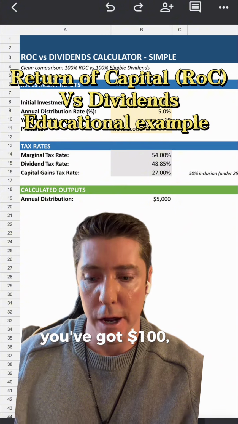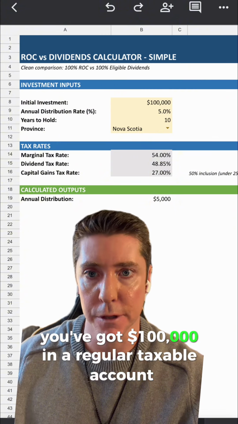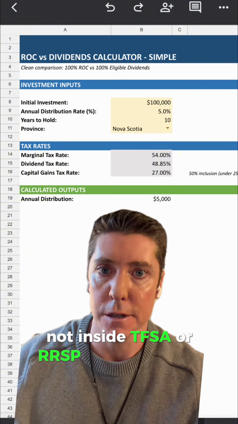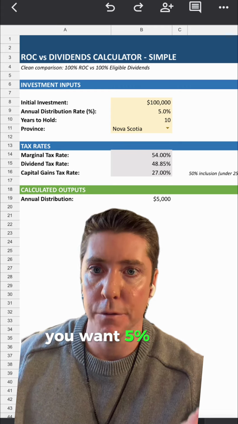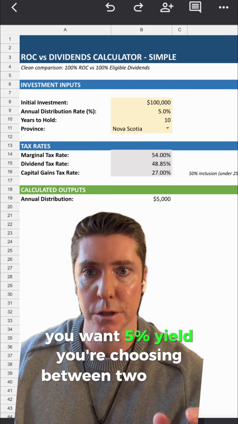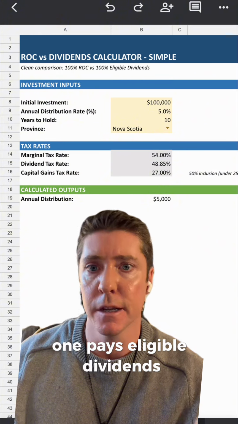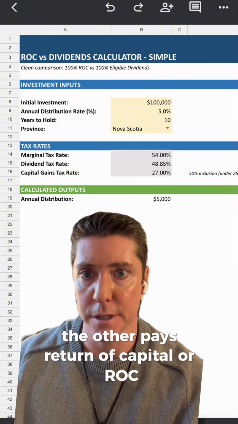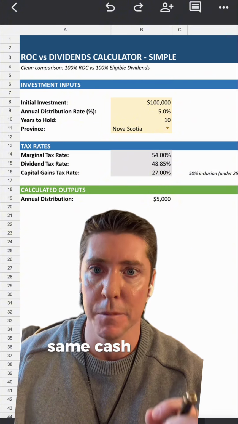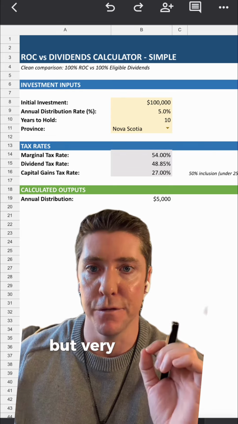Here's a scenario. You've got $100,000 in a regular taxable account, not inside a TFSA or RRSP where none of this matters. You want 5% yield. You're choosing between two stocks, let's say. Both pay you $5,000 a year. One pays eligible dividends. The other pays return of capital, or ROC. You hold for 10 years, same cash in your pocket every year, but very different tax bill.